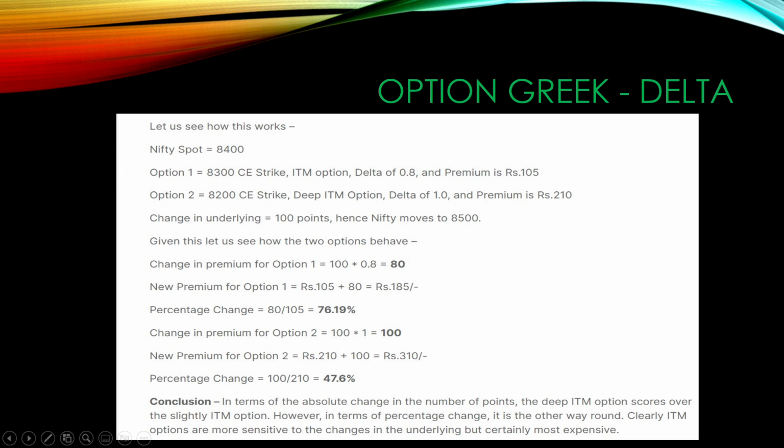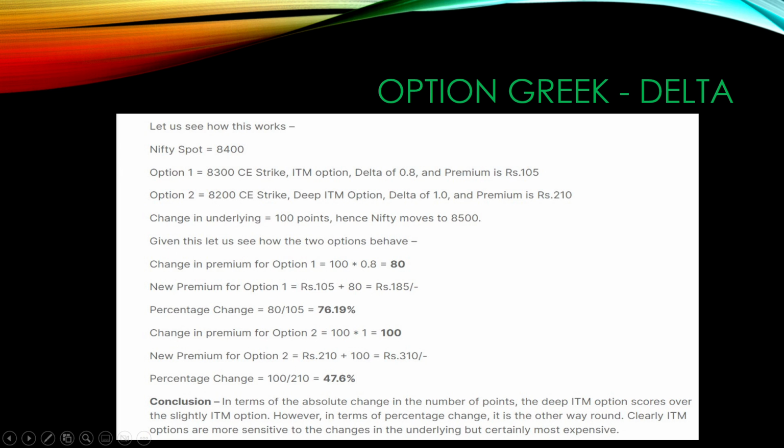If you read this example and understand the calculation, you can take a screenshot or just pause and note it down: why deep in the money is making more premium, what is the reason and how it is being calculated. Then you will understand how the option Greek delta is affecting the premium. It is very simple that the rate of increase is 0.8 for slightly in the money, but when it comes to deep in the money, the rate is 1. So you get the full premium here.